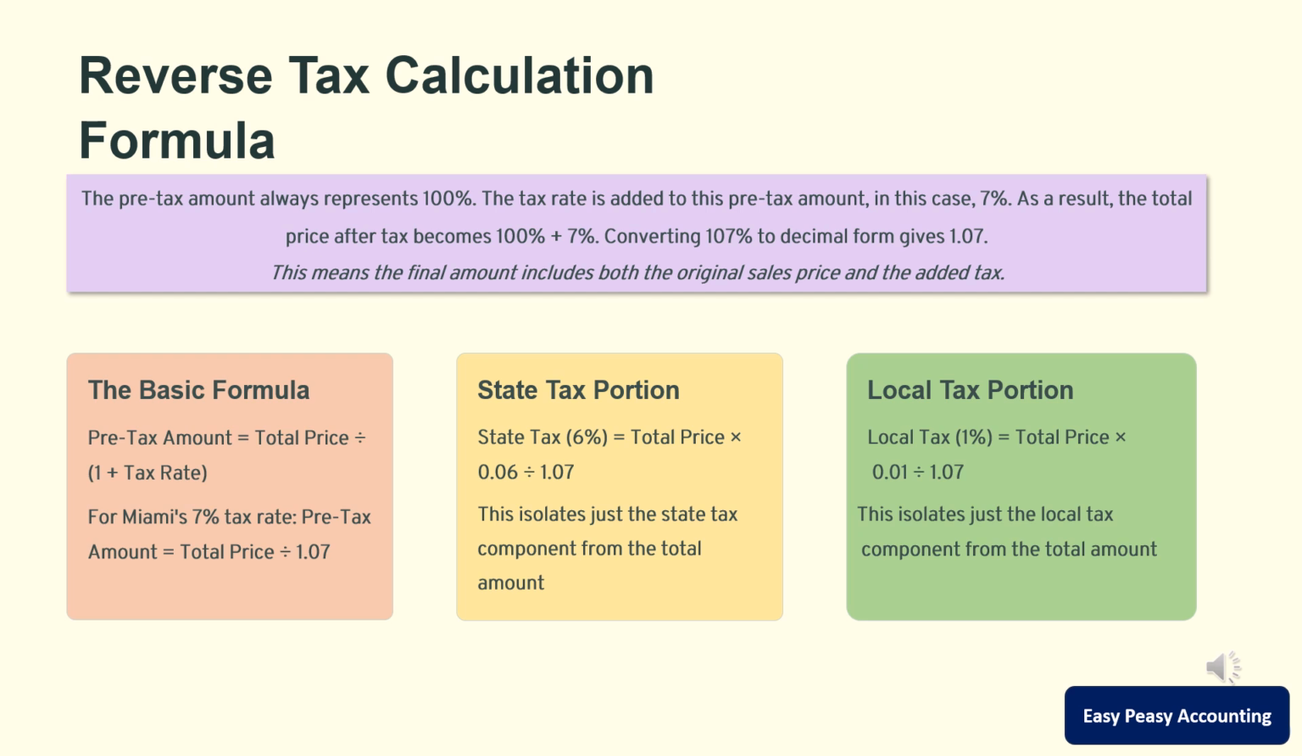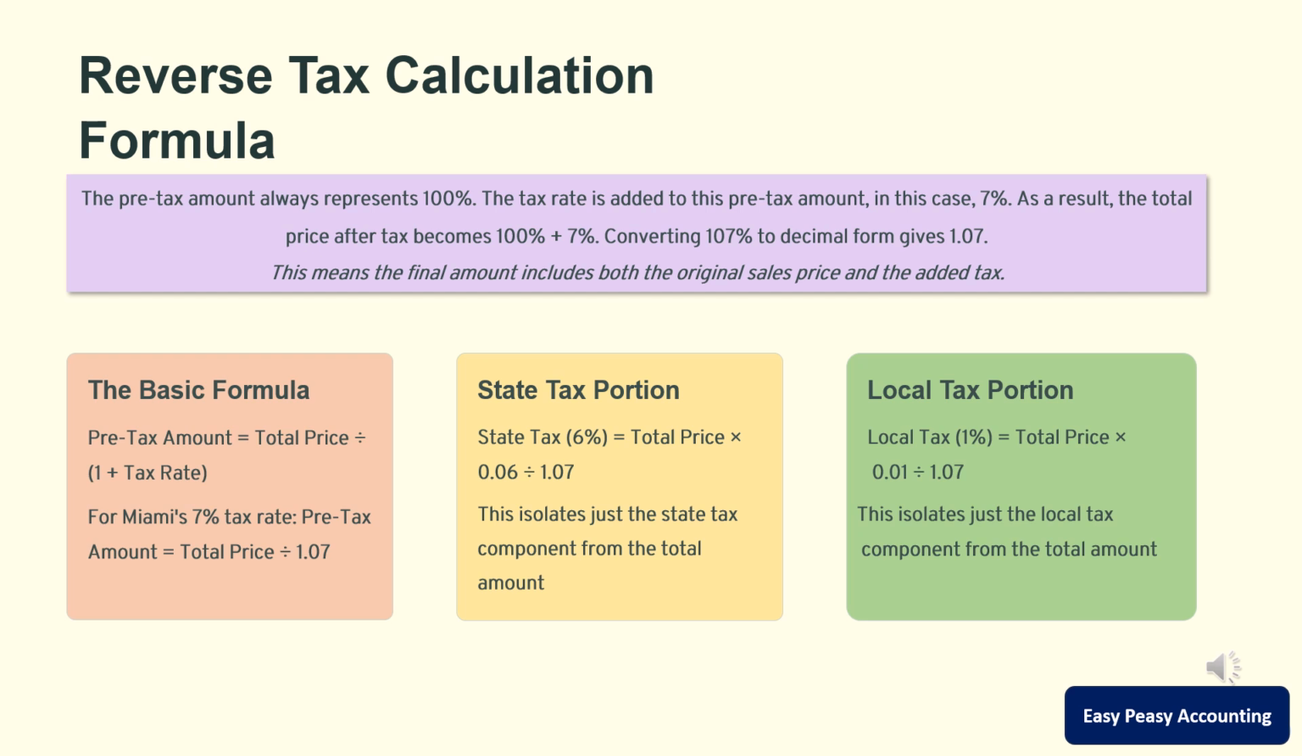How to compute the pre-tax amount when only the total price, after tax, is known. Understanding the reverse tax calculation formula is essential for determining the original price of an item before taxes were applied. This method is particularly useful for businesses, financial analysts, and anyone dealing with tax-inclusive pricing. By reversing the tax calculation, we can break down the total cost to uncover the base price and the exact tax amount. Let's dive into how this formula works.